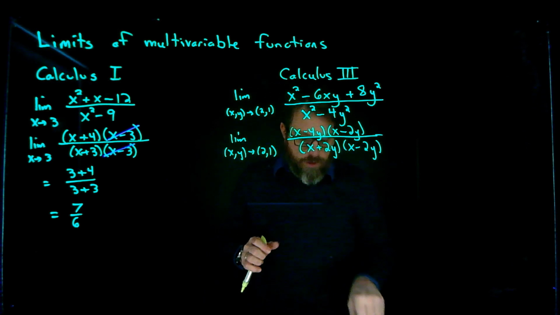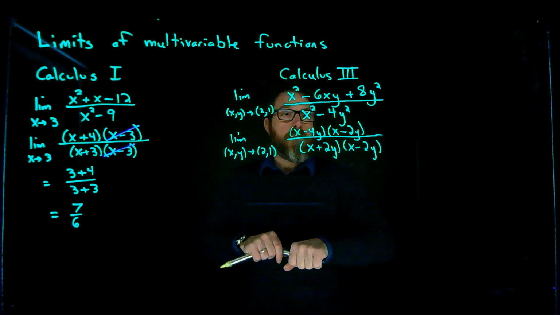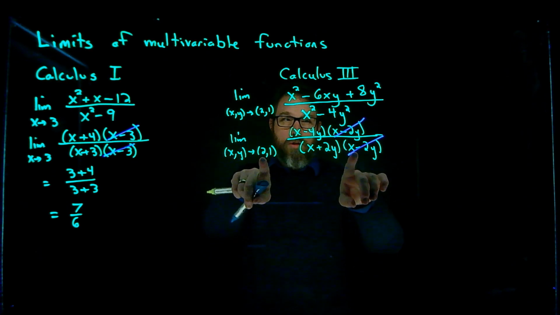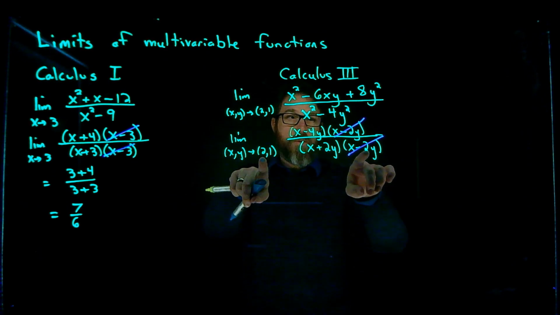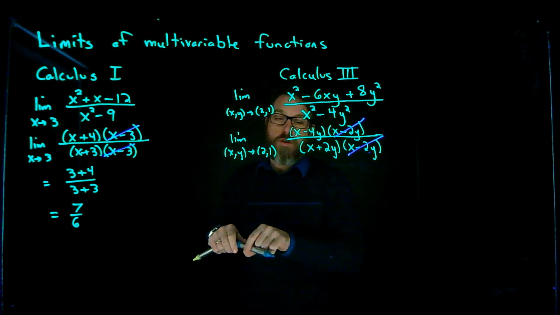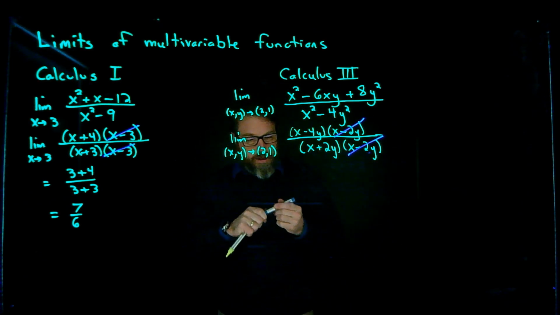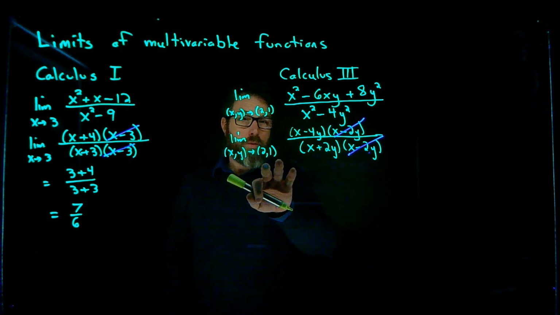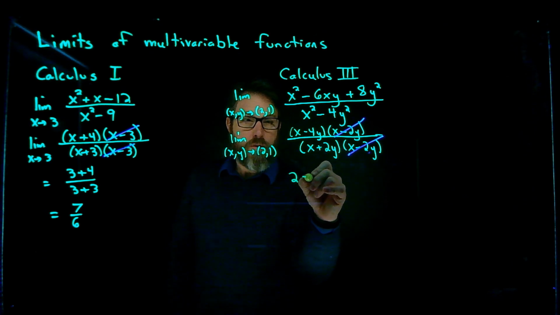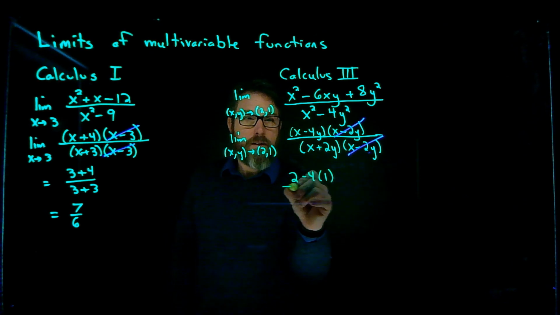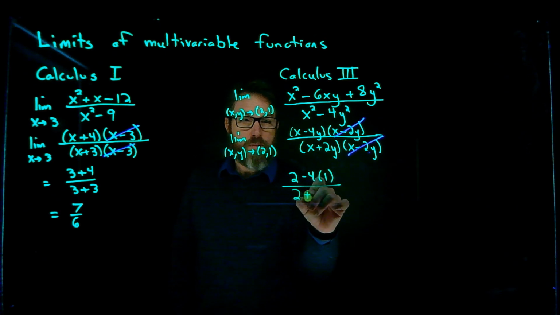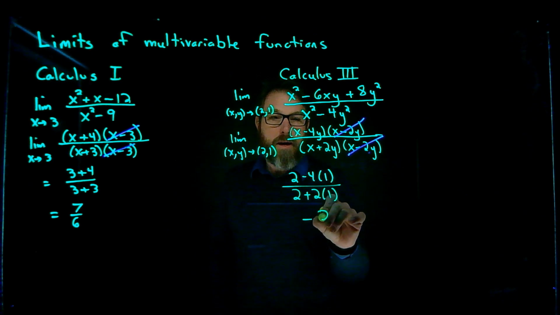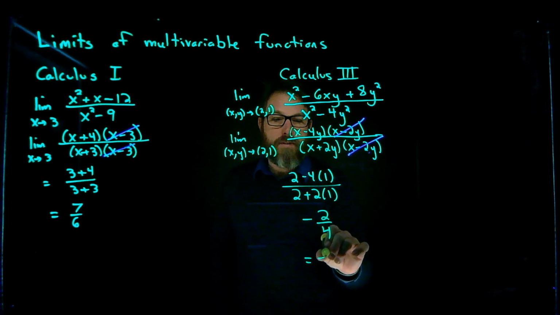So when I factor the top and factor the bottom, I can see that this common factor right here, well, if x was equal to 2 and y was equal to 1, this would be equal to 2 minus 2. So this is why you get 0 over 0 from that factor. Once you cancel that factor, this new function is defined at x equals 2, y equals 1, so we just plug that in. So x is 2 minus 4 times 1, and then the denominator is going to be 2 plus 2 times 1. So we're going to get negative 2 over 4, or negative a half.